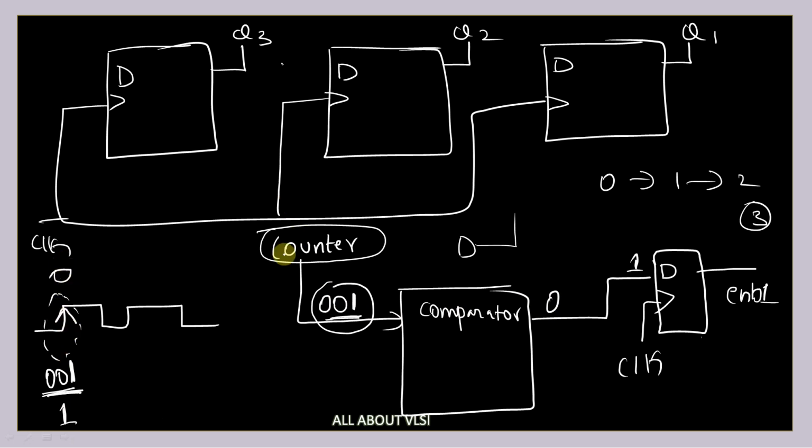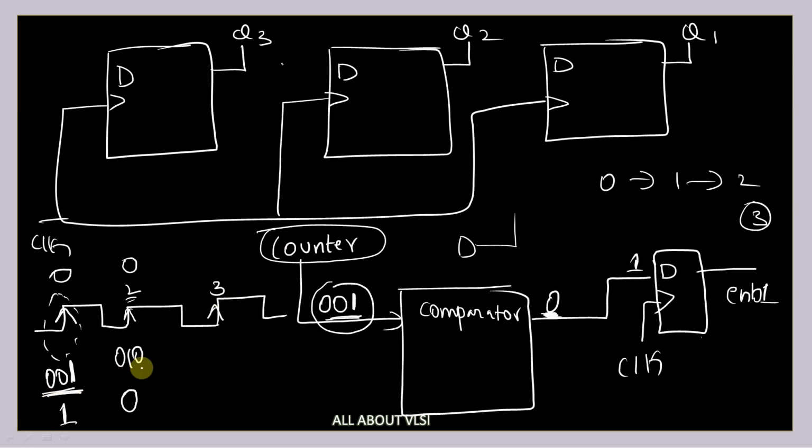Now at the second edge of your clock, what is going to happen? Your count value will be equal to 010, and what is the value present before applying this passage of clock to this D flip-flop? That is nothing but 0. This previous value, it is going to give to the output. So your enable 1 will become 0. And what is your comparator output? It is 0.